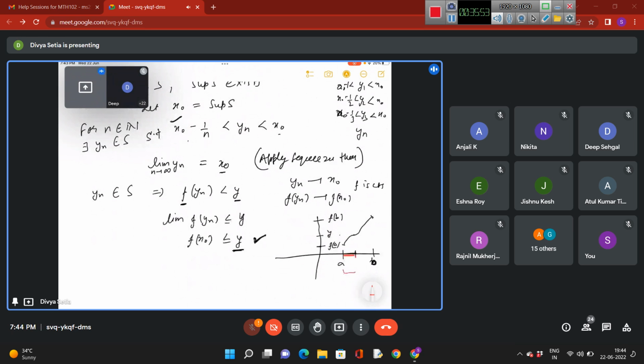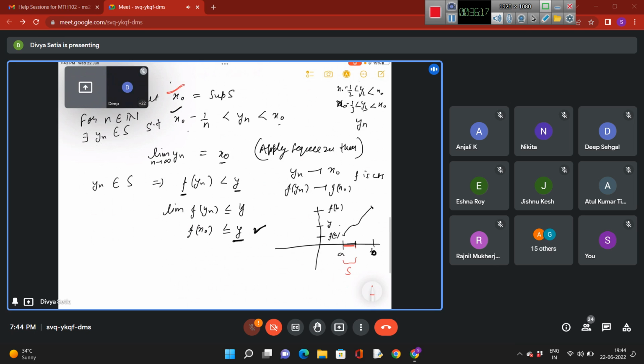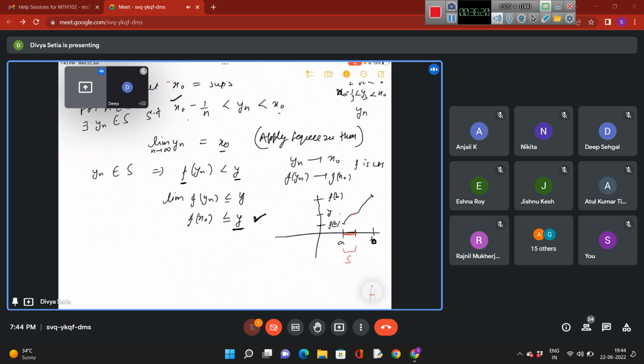So you have taken this set to be S, and now you are proving that the supremum of the set is actually your candidate for the pre-image. So right now you have just proved that this functional value will be less than or equal to y, but actually you want to prove that f of x naught is equal to y. Fine, this is your main task.